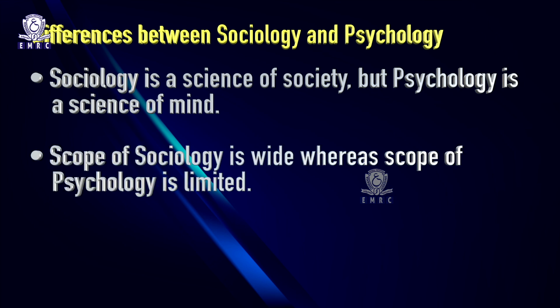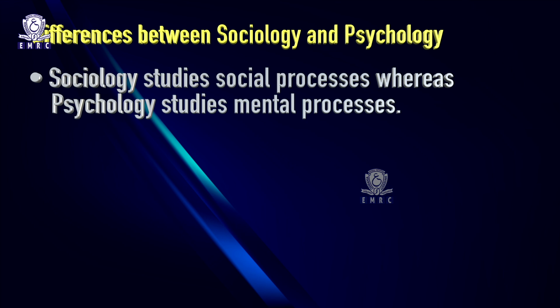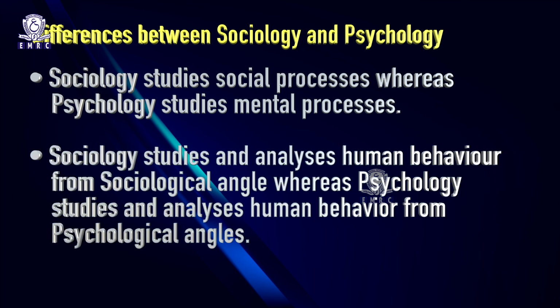Scope of sociology is wide, whereas scope of psychology is limited. Society is a unit of study in sociology and individual is a unit of study in psychology. Sociology studies social processes, whereas psychology studies mental processes. Sociology studies and analyzes human behavior from sociological angle, whereas psychology studies and analyzes human behavior from psychological angle.